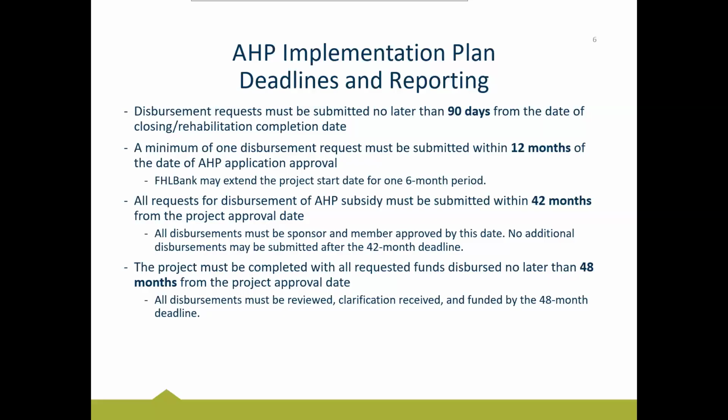Remaining deadlines: a minimum of one disbursement request has to be submitted within 12 months of AHP application approval. So if you're a 2025 project, your application was approved on December 19th of 2025. So you have 1 year from that point, until December 19th of this year, to submit your first disbursement to us. And again, that means you're going to submit all the way to being member approved. There is the potential opportunity to extend that date for one 6-month period if necessary.